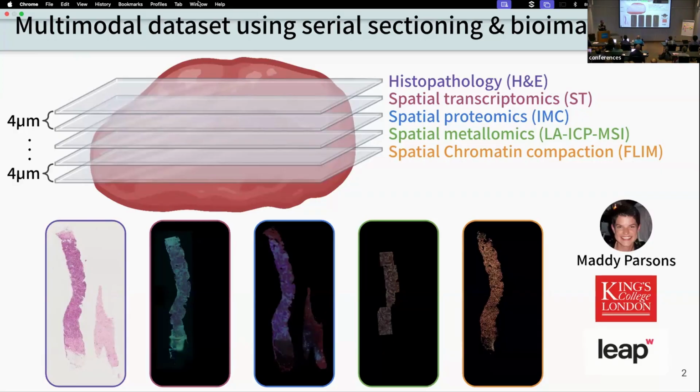So we have H&E, spatial transcriptomics, spatial proteomics, metabolomics, and confocal imaging. And we can see them here below: the H&E, the genes, proteins, metals, and the DNA. Because the consecutive tissue sections are just 4 microns apart, we can assume that they share the same information in their regions, and therefore we can look at them as the same.